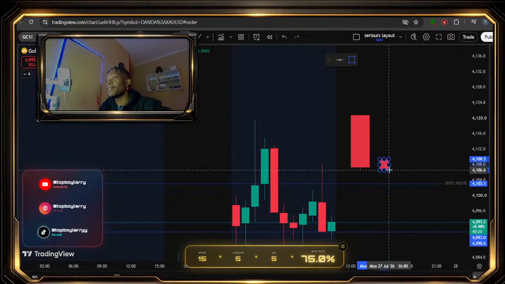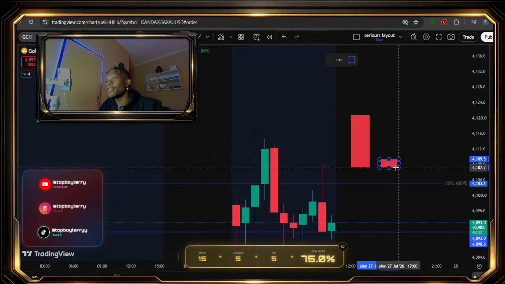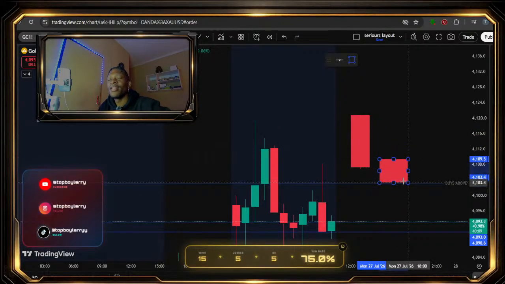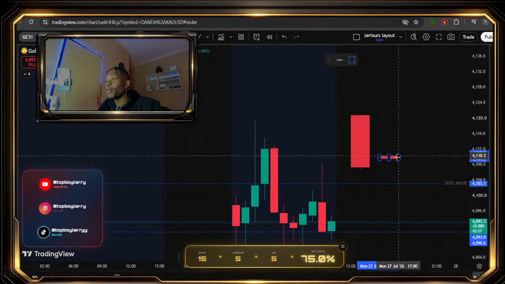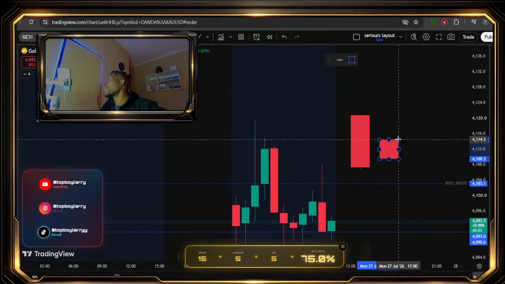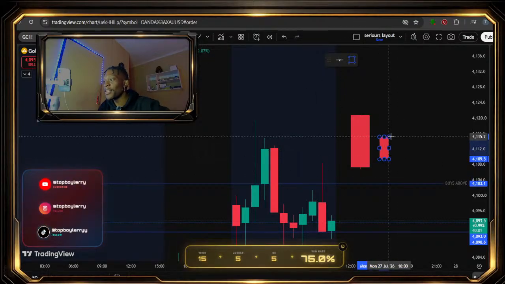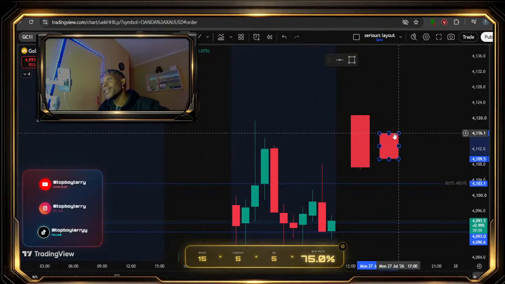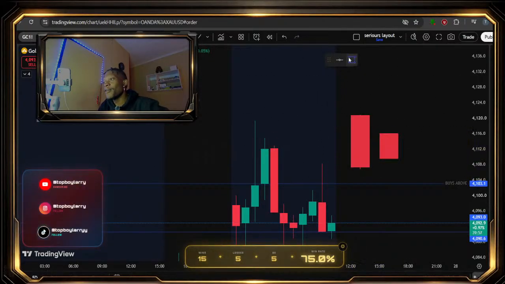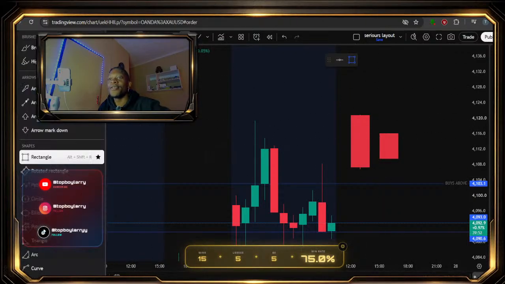So if you enter the market when price closes like this, there is potential for a reversal. Price might just decide to reverse on you, and that is a 50-50 trade. And what do we know about 50-50 trades? We know that 50-50 trades are basically gambling. So if you want to gamble, you can enter during these times.